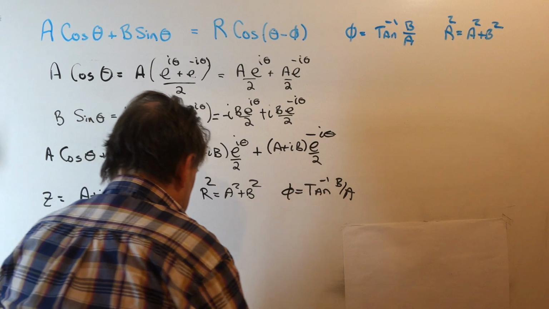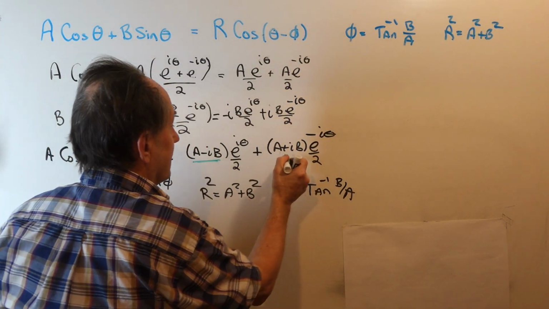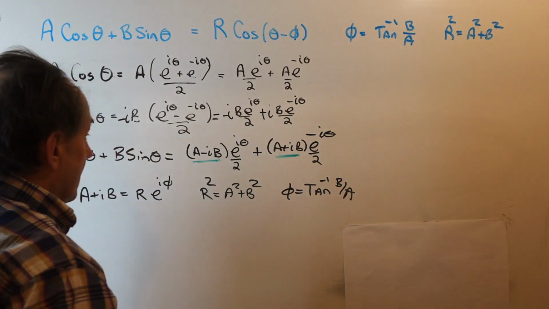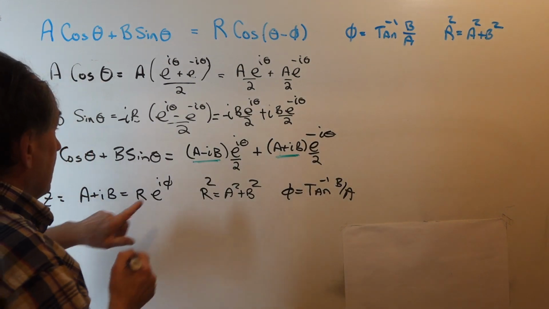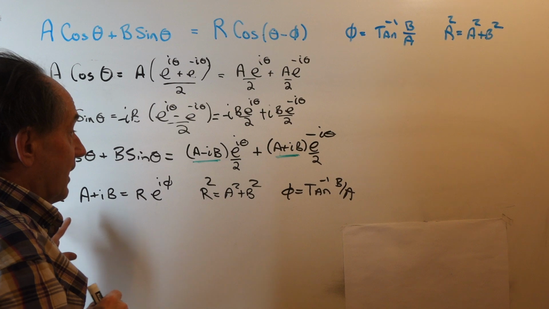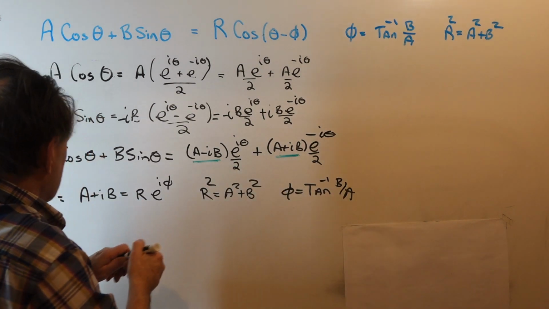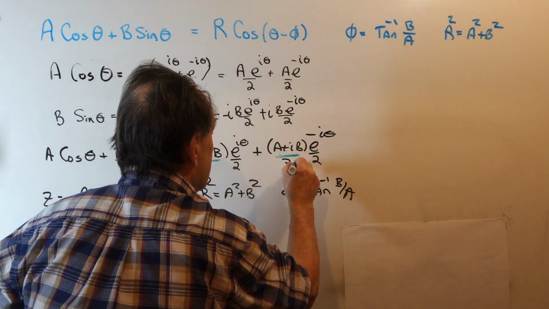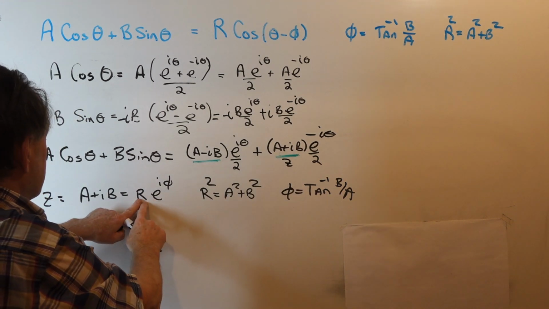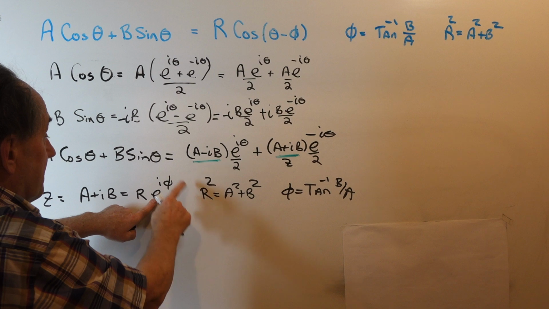Now we notice that these two numbers are complex conjugates. Okay, and here is the trick to all this: we will express a plus ib as a complex number in polar or exponential form. We'll call this z.